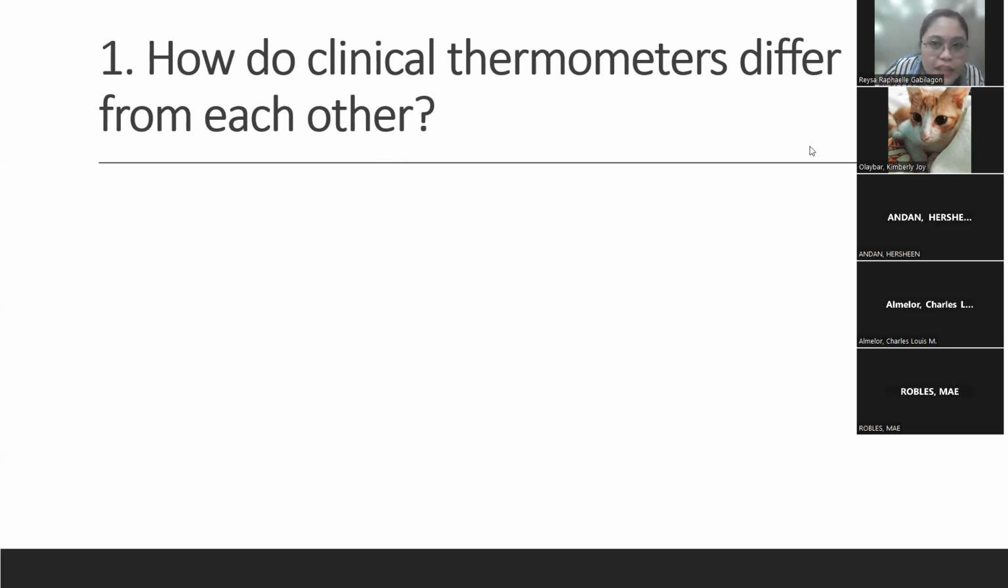So how do clinical thermometers differ from each other? Let's go back to our guide questions. Konti pa lang yung na-record ko dito. Yung iba, walang participation. Oh yeah, I'll give you the PPT. Who wants to answer number 1? How do clinical thermometers differ from each other? Madali lang ito na question. You can answer this one. Ano ba yung observe nyo sa different thermometers that we have? Who wants to answer first? You can raise your hand and then you can unmute your microphone.